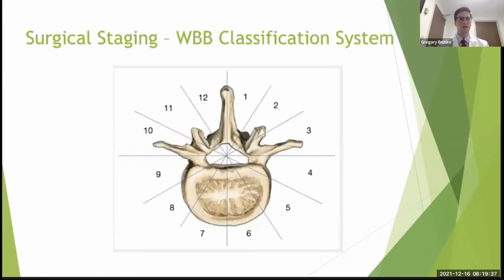There are also various staging and classification systems, such as the WBB, or the Weinstein-Boriani-Biagini classification system. This can be used to guide surgical decision-making based on the different zones of a lesion. Corpectomies could be considered for lesions that are primarily within the anterior part of the vertebral body, versus zones 3 through 10, which may be more amenable to a posterior-only approach, versus a lateral approach for maybe a lesion that's involving either lateral aspect of the vertebral body.